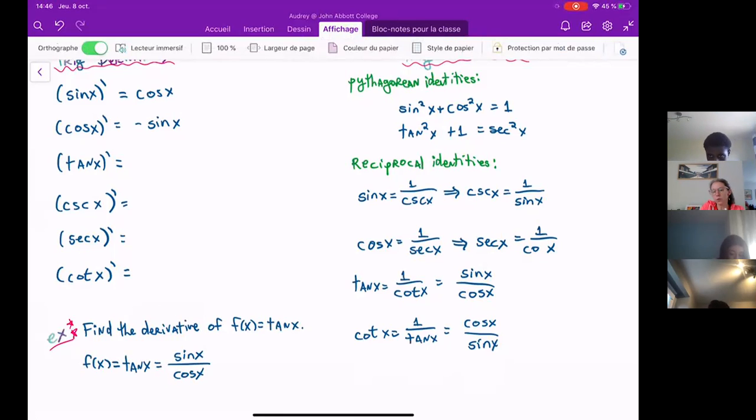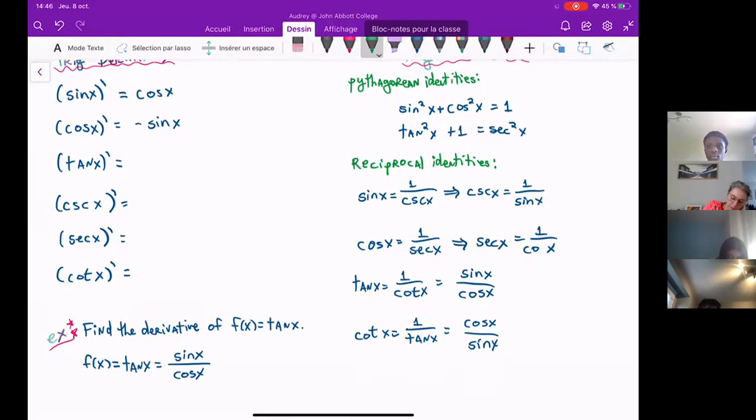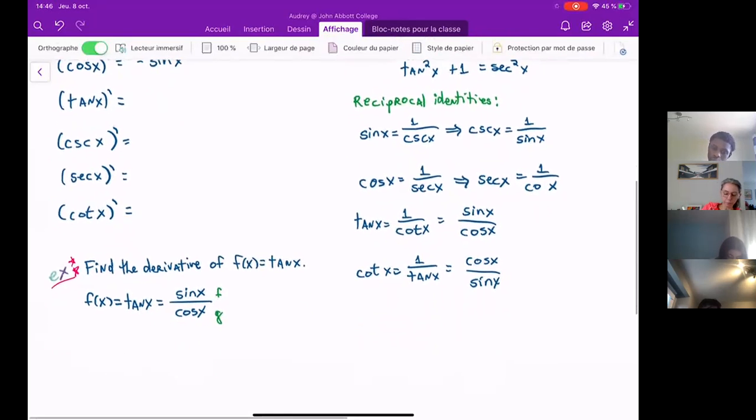Now I have given you the derivative of both sine and cosine. What rule am I going to need to use to do the derivative of sine over cosine? Our options are product rule, quotient rule, chain rule, none. Good job, Miguel. We're going to be using a quotient rule here, and we're going to be able to do it because I've already given you the derivatives of sine and cosine.